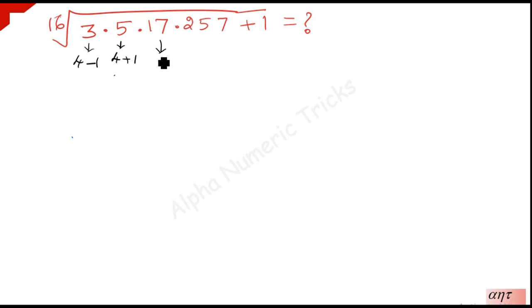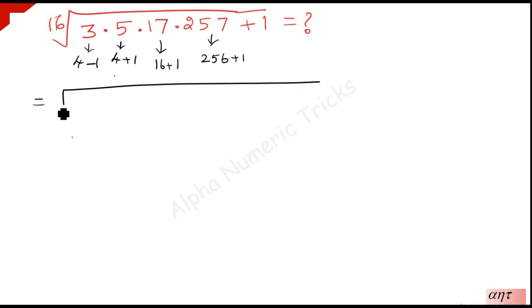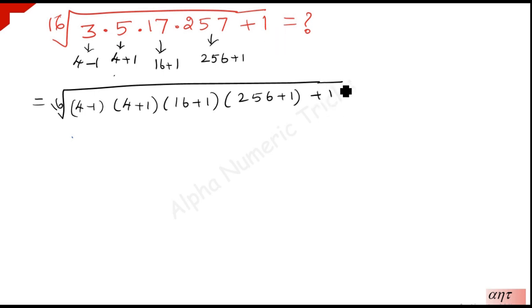And this 17 can be written as 16 plus 1. If you write 16 plus 1, 16 is 4 squared, so you can eliminate this square root, because 4 squared is there. And in the same way, I will write 257. 257 can be written as 256 plus 1. So the given problem can be written as the 16th root of 4 minus 1 times 4 plus 1 times 16 plus 1 times 256 plus 1, plus this 1 you have to write.